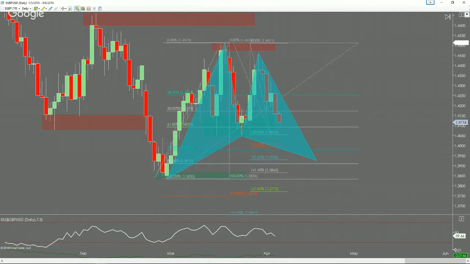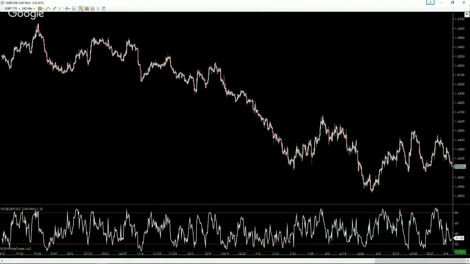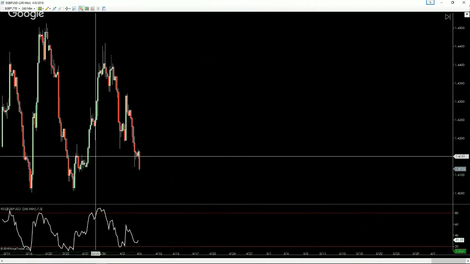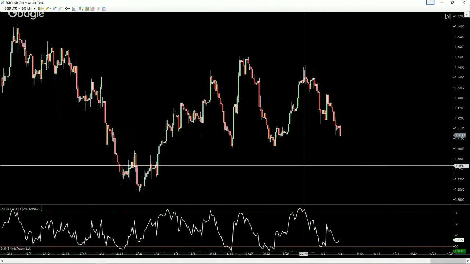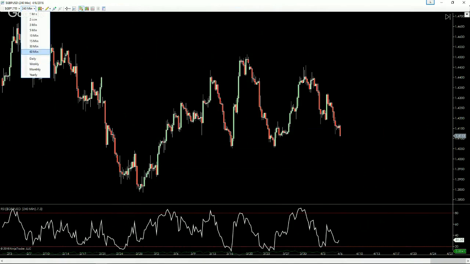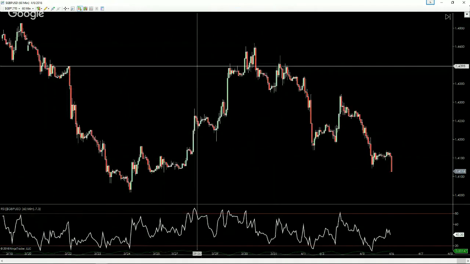So let's see, 127, about 178 pips of risk. So if that's something you can tolerate, you can put that on your radar and take advantage of it when it completes. The 240, not really showing us anything. 60, it's about the same thing.